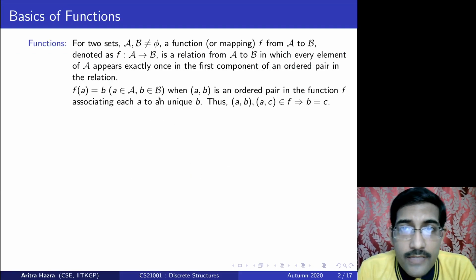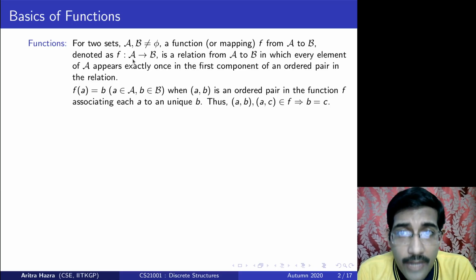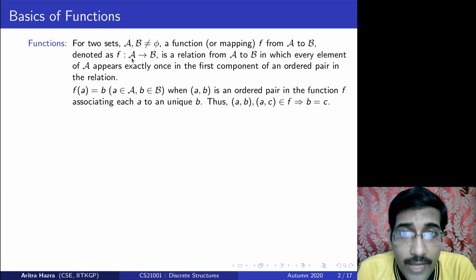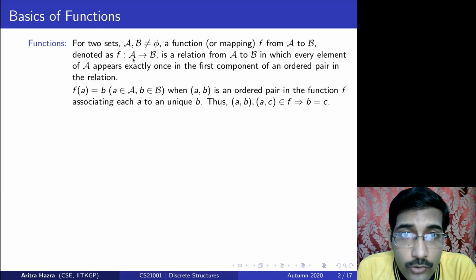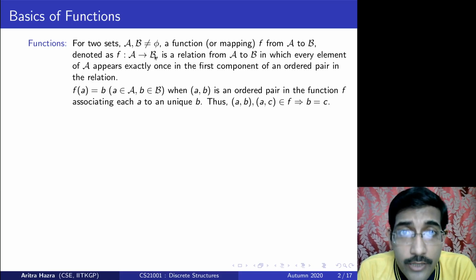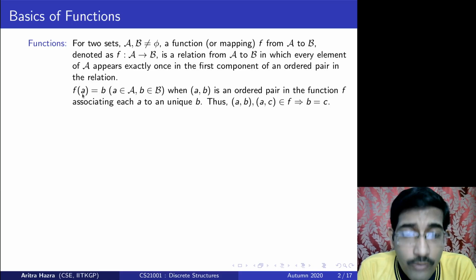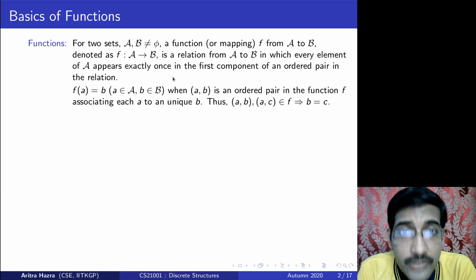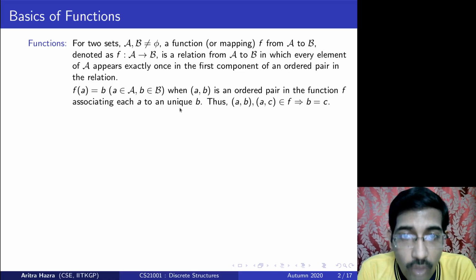Functions are defined as a relation from a set of elements A to a set of elements B. The only restriction in this relation is that an element of A can occur exactly once in the first component of the ordered pairs, which means that an element of A cannot be related with two different elements of B. Formally, we write such a mapping or function as f(a) = b, where the element a is related to element b in the ordered pair, and this relation associating each a to a unique b is the trademark of calling it a function.